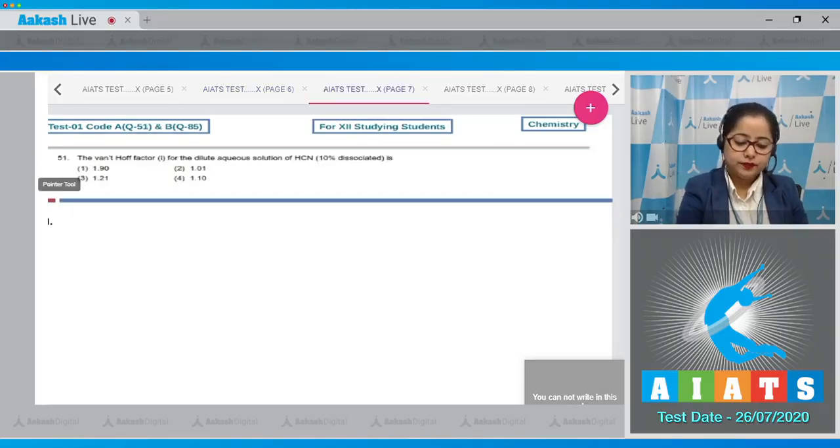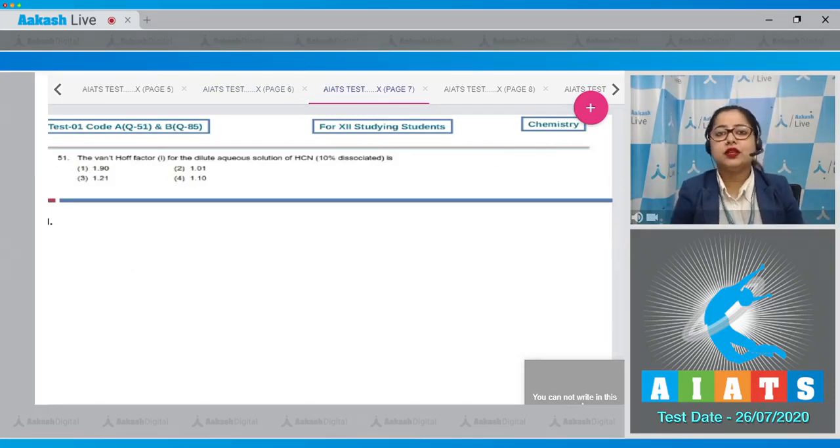Let's read the question. The Van 't Hoff factor i for the dilute aqueous solution of HCN, 10% dissociated, is. Student, this is a very easy and a very important question. In this question, we have to calculate i, that is Van 't Hoff factor, for HCN, for which we are given alpha, that is percentage dissociation, which is equal to 10%.